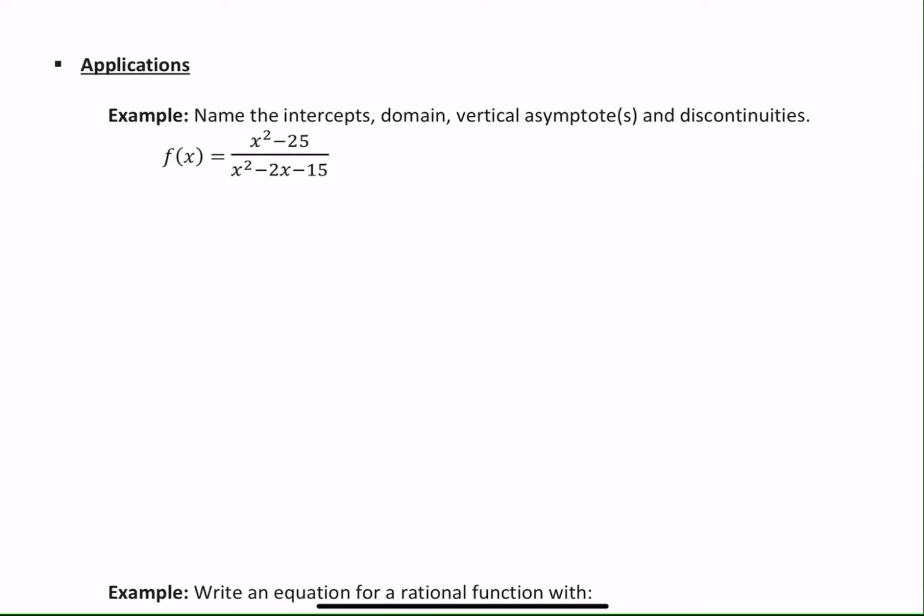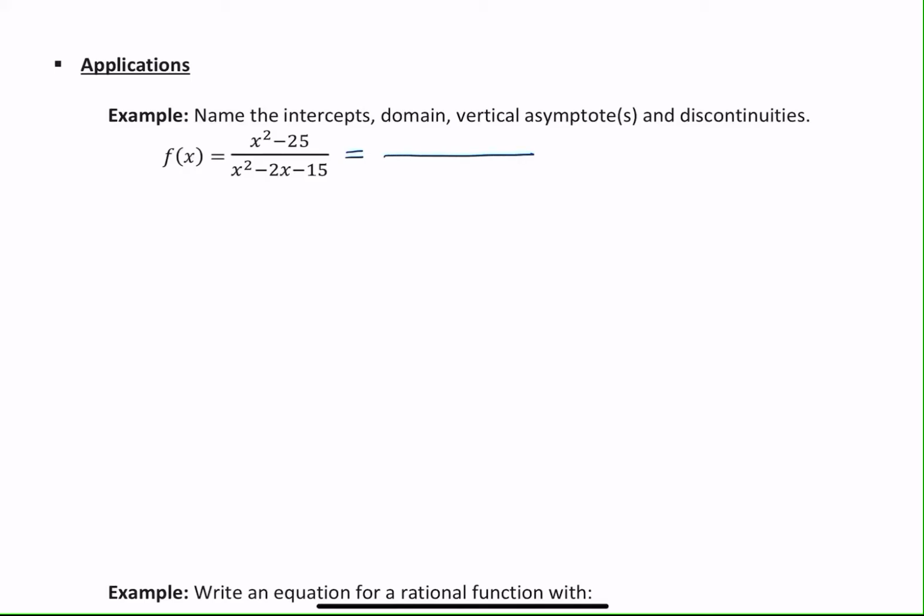So we've got a few more examples with rational functions. The first one says name the intercepts, domain, vertical asymptotes, and discontinuities of this function. So we're kind of putting everything together from this section. We're again going to start by factoring the top and the bottom.